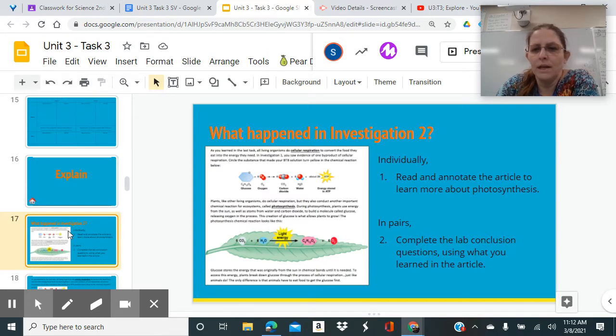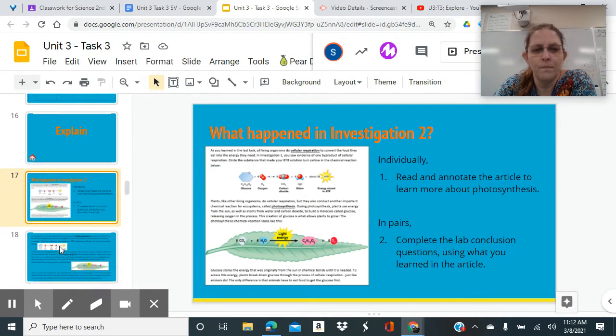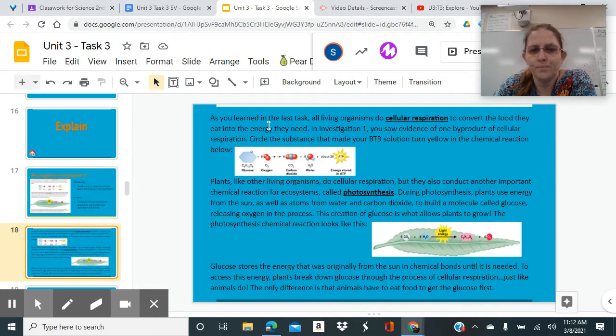First thing we're going to do is read and annotate the article to learn more about photosynthesis, and then complete the lab conclusion questions using what we learned in the article. So if you click on this, that'll take you to the article. Otherwise, I have it here.